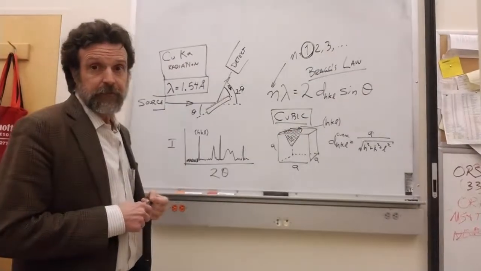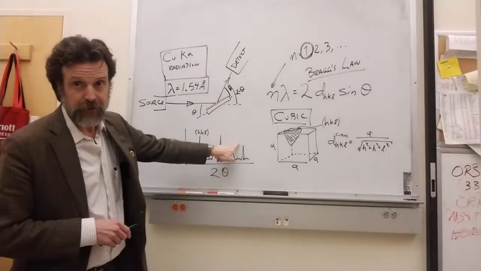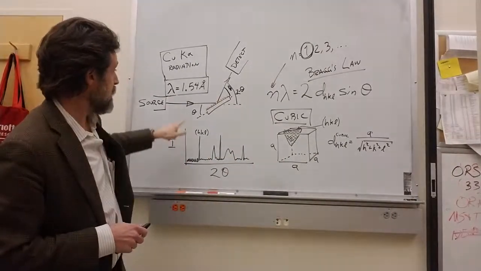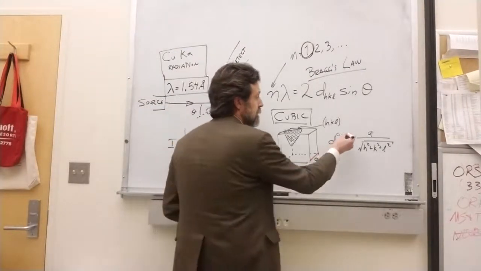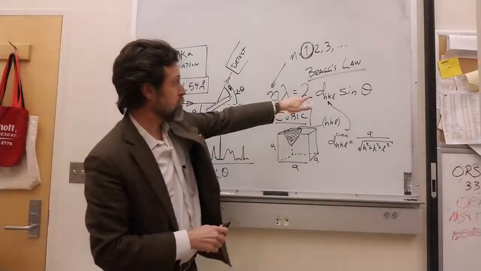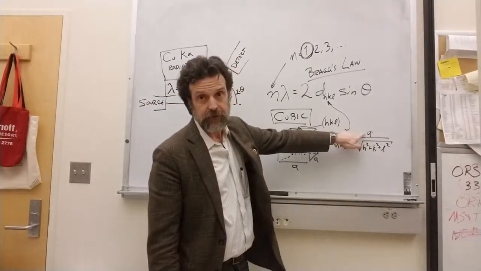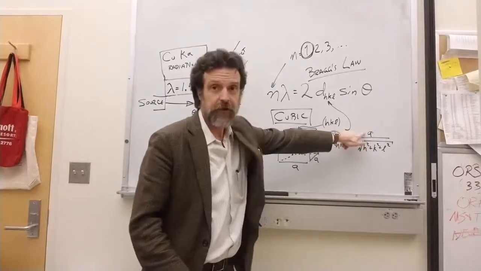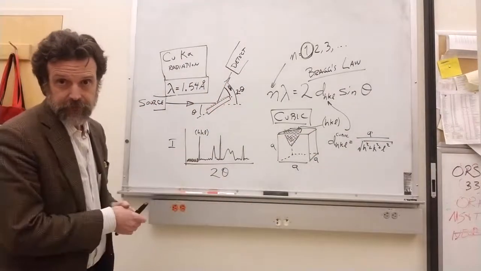So what this means is that if you have a set of these experimentally measured planes, and you know, for example, it is cubic, and you know the radiation wavelength, then you can substitute this value into your Bragg's law, and you can use that to determine what the lattice parameter is. Or vice versa, if you know the lattice parameter, you can predict the angle where you're going to get these diffracted peaks.